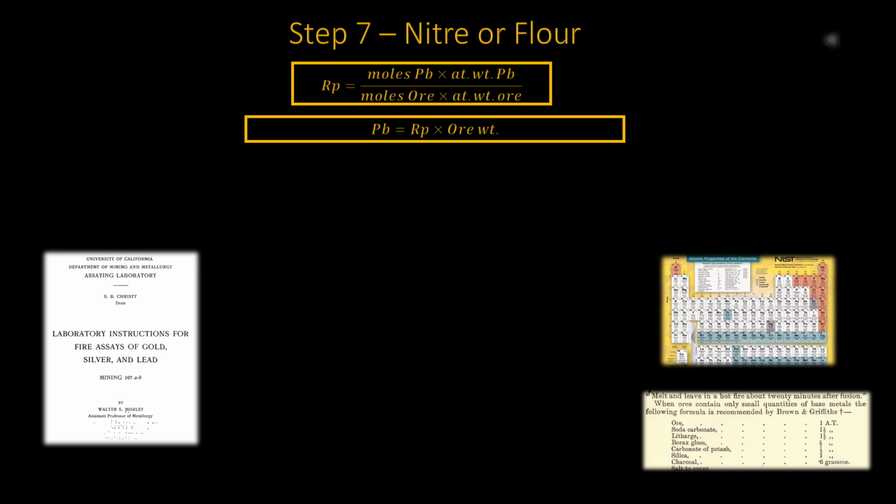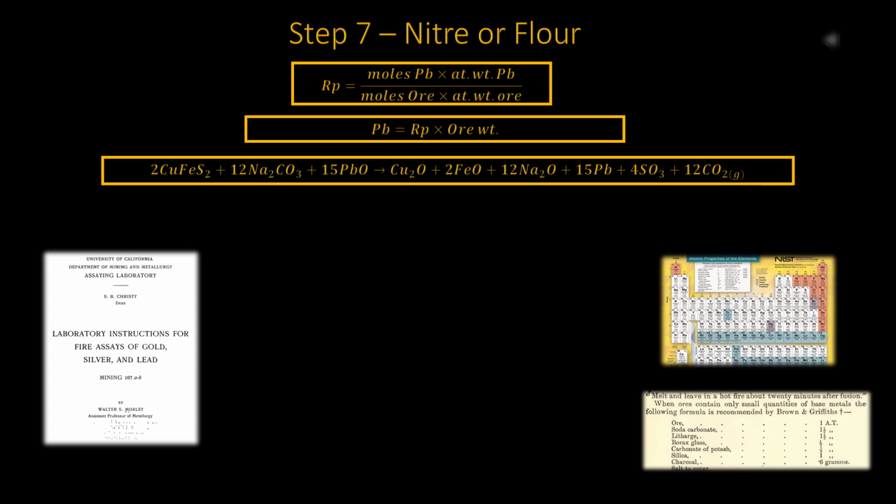It is important to start with a balanced equation as shown. When the flux material is added to the chalcopyrite, 15 molecules of lead oxide will be reduced to lead, which will result in 15 atoms of elemental lead.